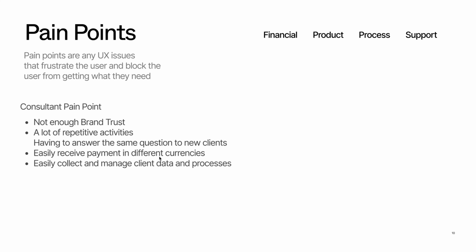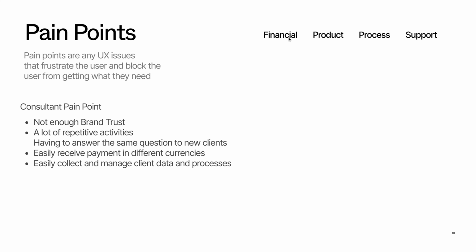But basically what you need to know about pain points is that they can be divided into 4 sections. We have the financial pain points, the product pain points, the process pain points, and the support pain points. Financial pain points are frustrations that occur based on financial situation. Let's say a user is not able to afford your subscription service. That is a typical example of a financial pain point, right?